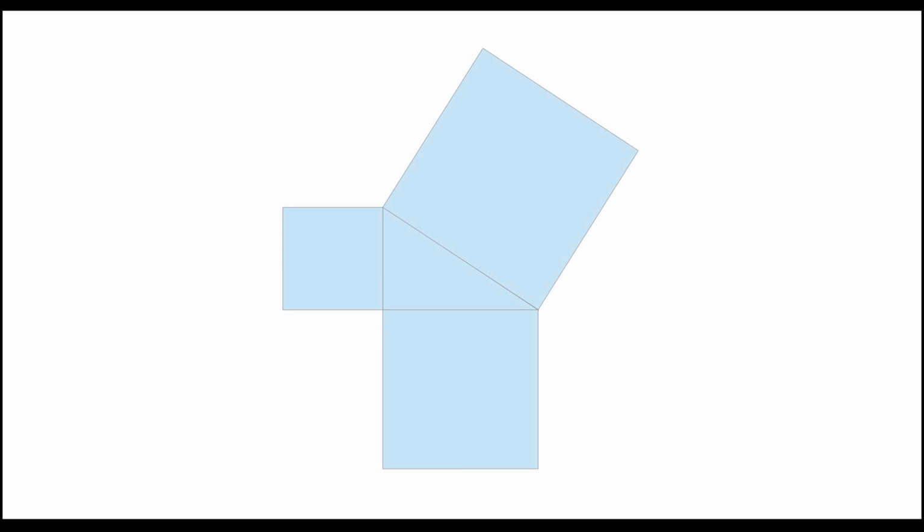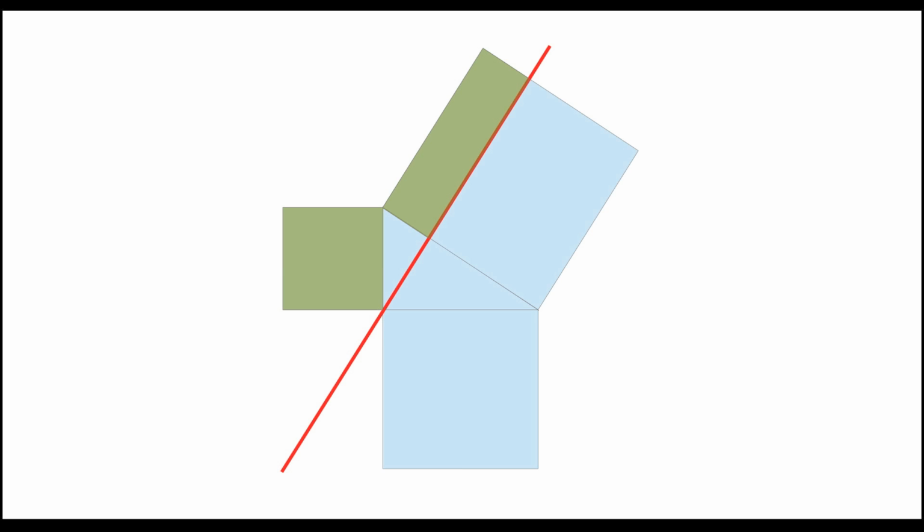Square the length of the first shorter side. Square the length of the second shorter side. Add them up, and they'll equal the square of the longest side. Why? Add a square with sides equal to each length. The areas of the smaller squares, when added up, equal the area of the largest square.